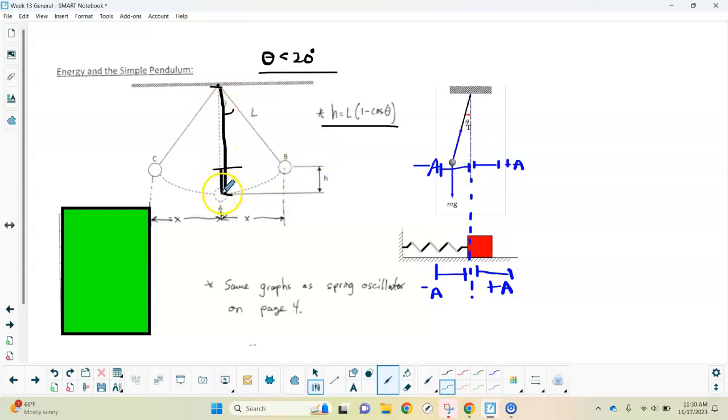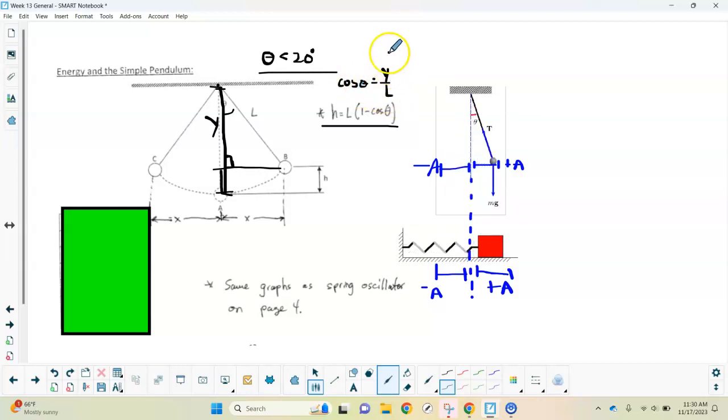The difference in this height, which they call H, this looks like a right triangle, right? So if this is my angle theta up here, this would be kind of a side, maybe I'll call that Y. So that side Y, which is the adjacent side, would be cosine of theta equals Y over L, right? So if I solve for Y, it would be equal to L cosine theta. Just going through the trig here to make sure it makes sense.